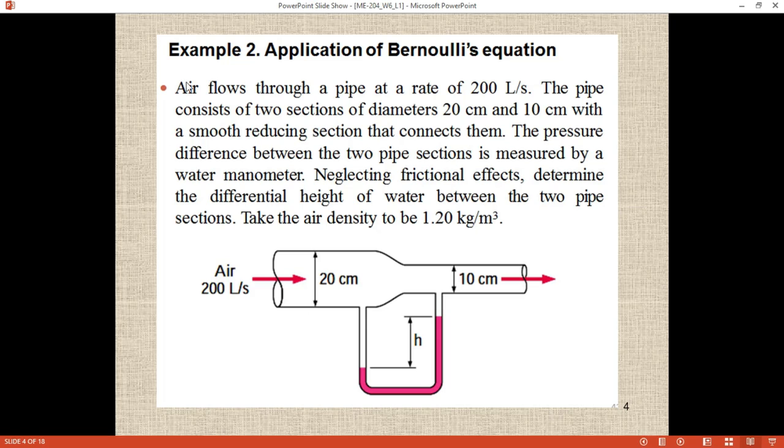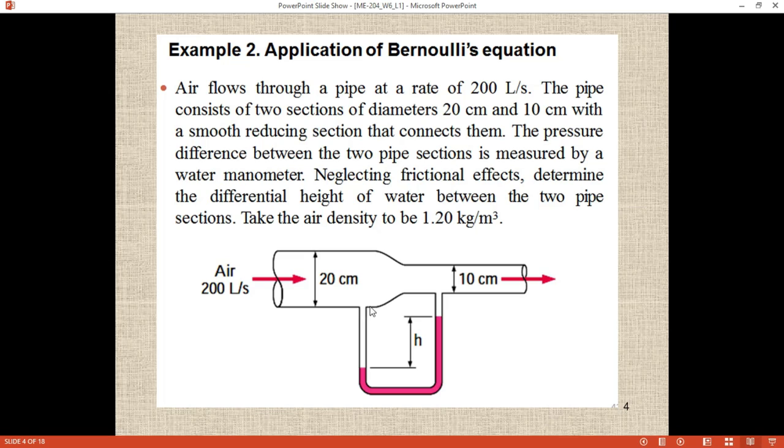So air flows through a pipe at a rate of 200 liters per second. The pipe consists of 2 sections of diameter 20 centimeters and 10 centimeters with a smooth reducing section that connects them. Okay, so this is the reducing section, which connects the larger area to the smaller area.